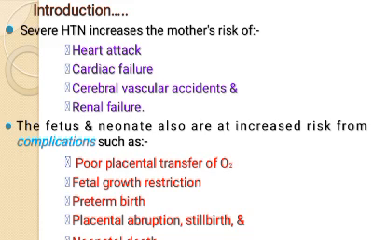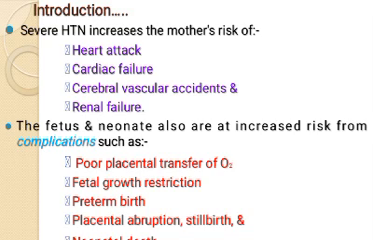Introduction. Severe hypertension increases the mother's risk of heart attack, cardiac failure, cerebral vascular accidents, and renal failure. The fetus and the neonate also are at increased risk from complications such as poor placental transfer of oxygen, fetal growth restriction, preterm birth, placental abruption, stillbirth, and neonatal death.